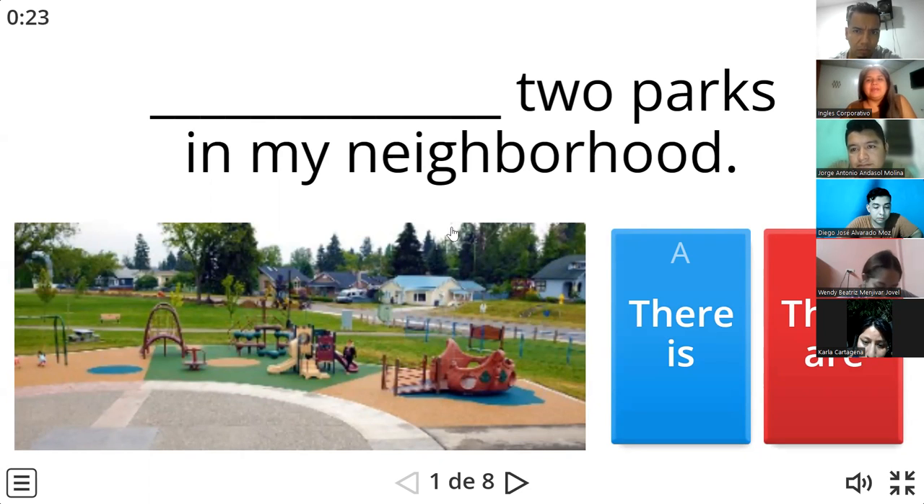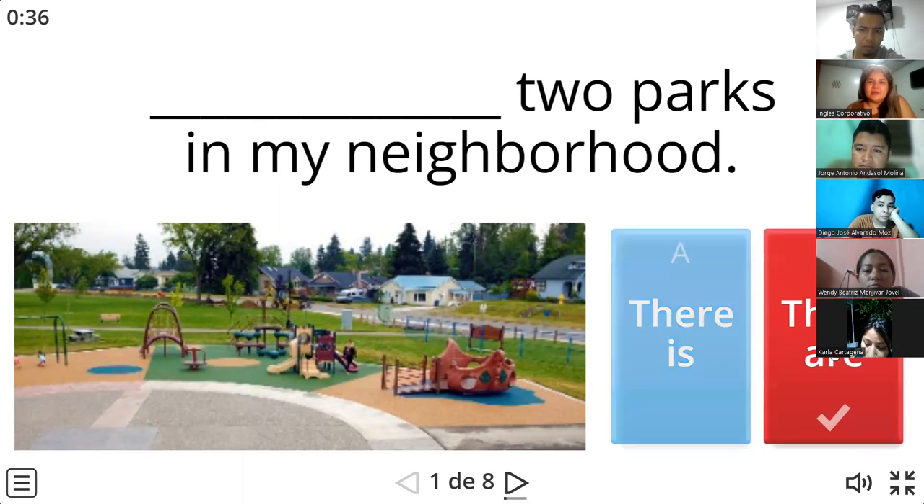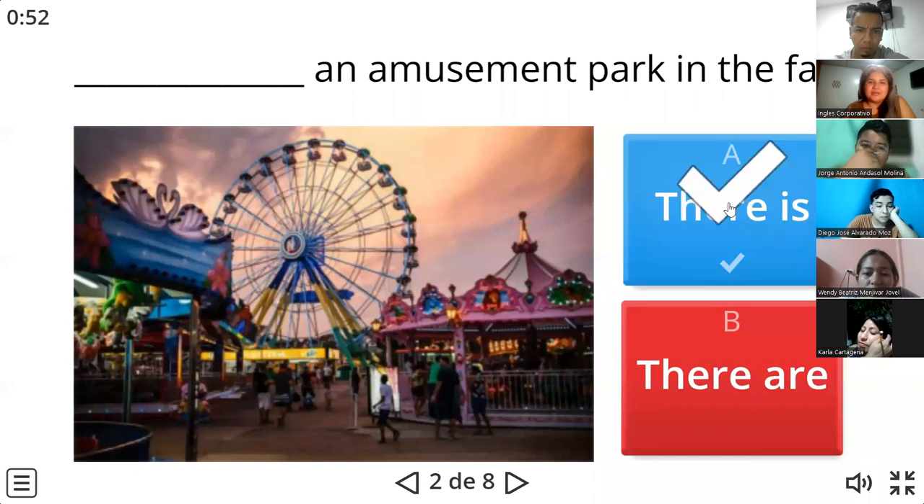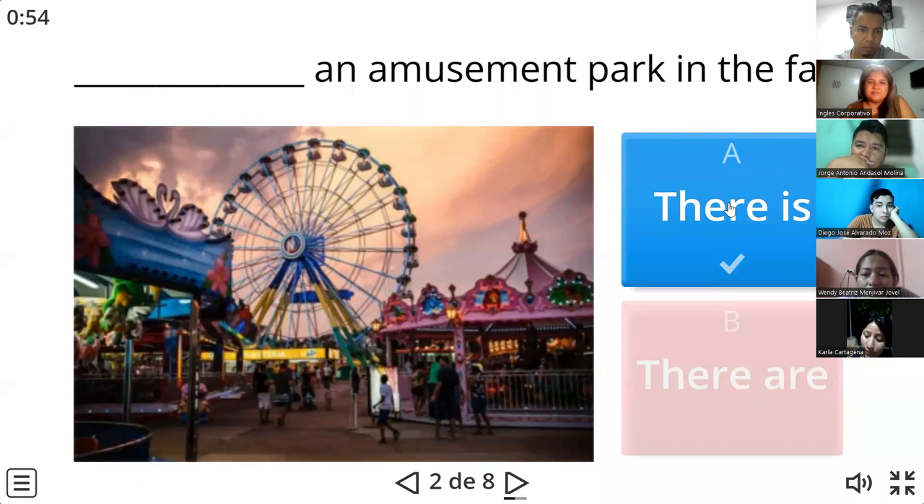So here will be there is or there are? There are, because there are two, okay? When it is plural, we use there are. Very good. There are two parks in my neighborhood, okay? There is or there are an amusement park in the fair? There is, okay, because it's just one. Very good.